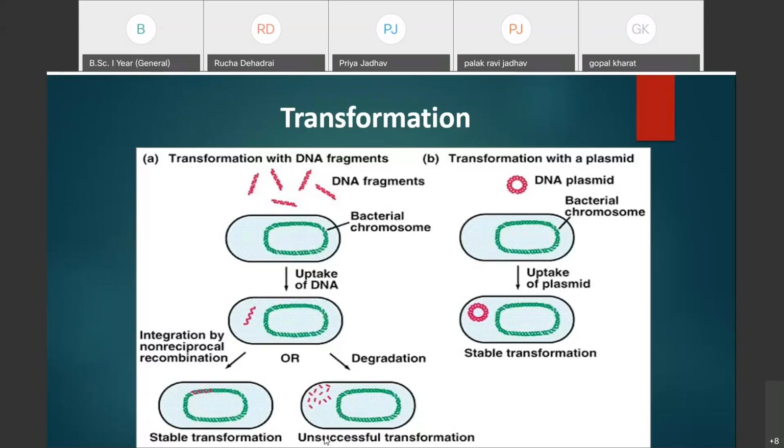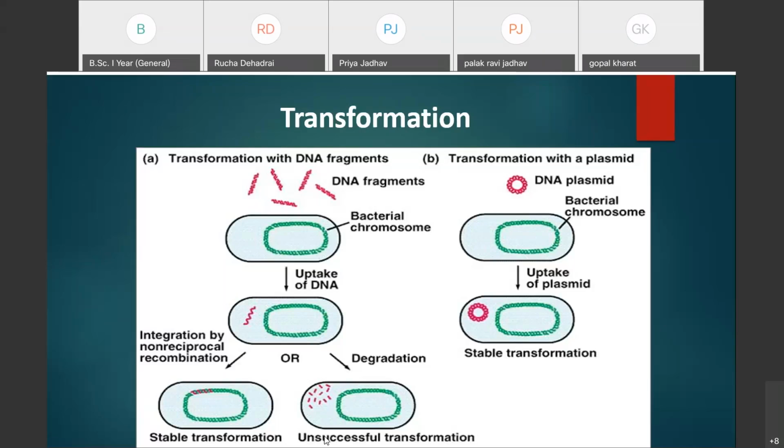Okay, then there is a difference between conjugation and transformation. In conjugation, direct cell to cell contact is essential, and it is mediated by the plasmid. But in transformation, direct cell to cell contact is not essential, and the genetic recombination is mediated through the nutrient medium.